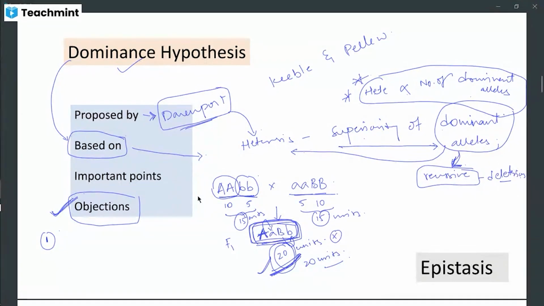Right. So if you self this F1 progeny, you will get three different types of genotypes, right? This is one, then this is the second condition, and this is the other condition. When people selfed it, they observed that a pure heterotic individual, which means this one, was not eventually observed.